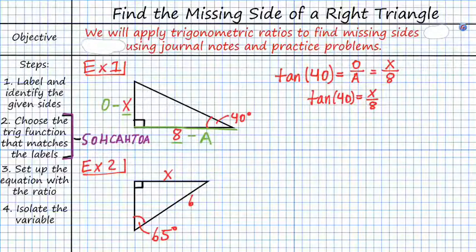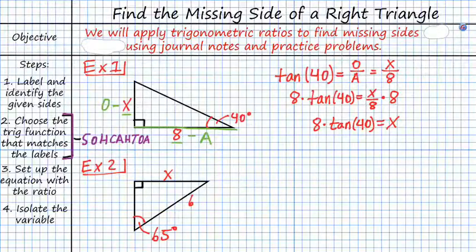Well, now I want to isolate my variable. So I notice that x has something being done to it. Specifically, it's being divided by 8. And I know that in algebra, the opposite of division is multiplication. So to get rid of this 8, I'm going to multiply by 8. So I'll multiply both sides by 8. So then I get 8 times the tangent of 40 is equal to x. So now my problem is almost solved.